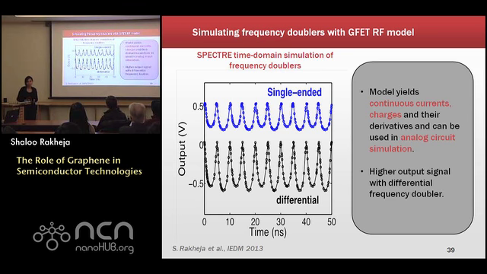But that's not the take-home message over here. What I want to drive home is that our model yields continuous currents, charges, and their derivatives, and it is very suitable for use in analog circuit simulation. And we get a higher output signal with the differential frequency doubler. That's always there. I won't be able to show you the analysis with the periodic AC.